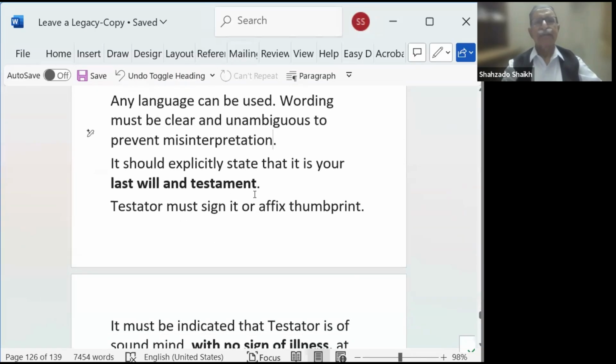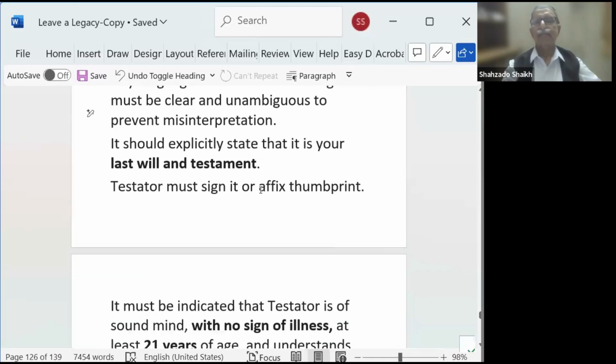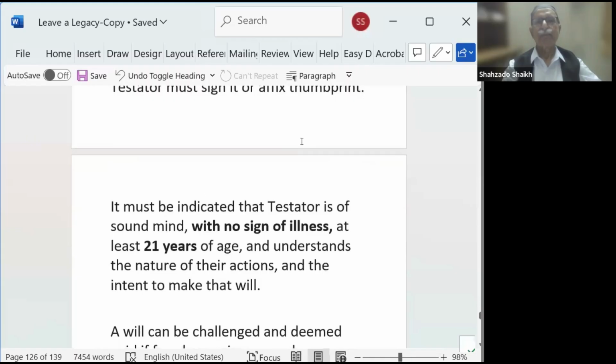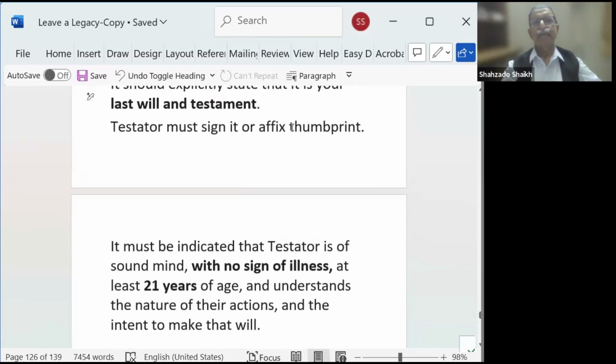It should explicitly state that it is your last will and testament. But if you make two wills separately and testament separately, we have just discussed the concurrent wills. Testator must sign it or affix thumb imprint. In India, thumb imprint is allowed. You can use a thumb imprint because the rate of literacy is still not 100%.